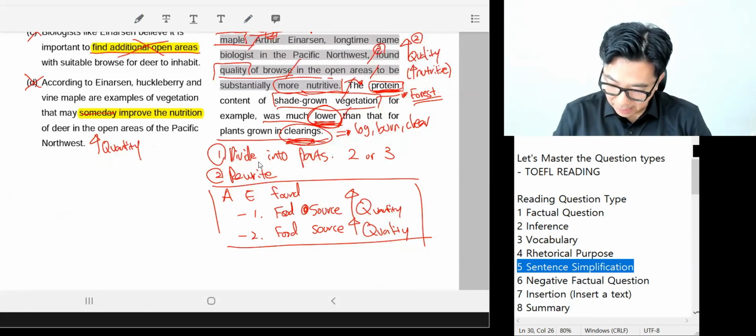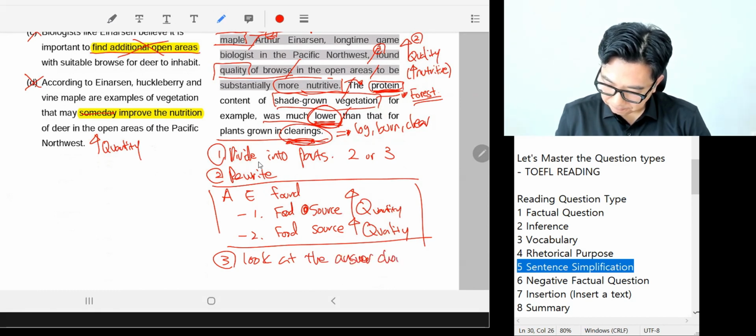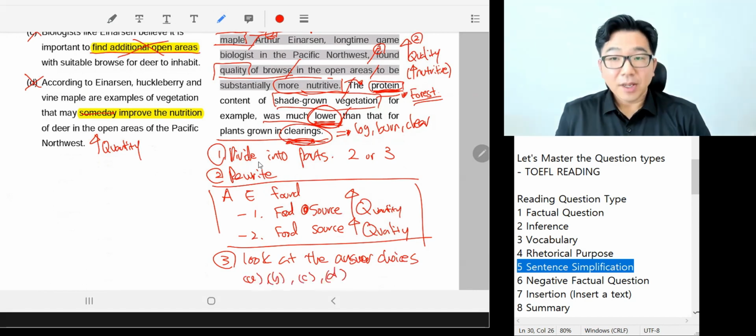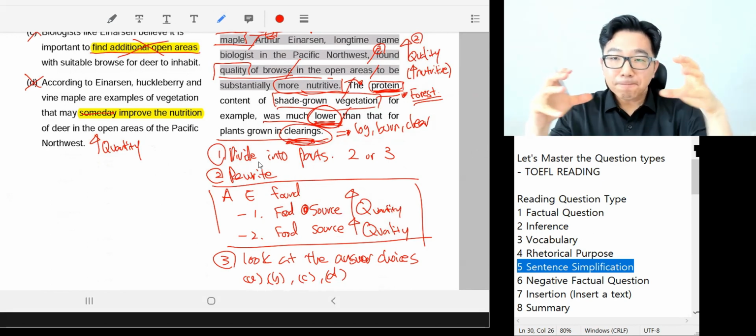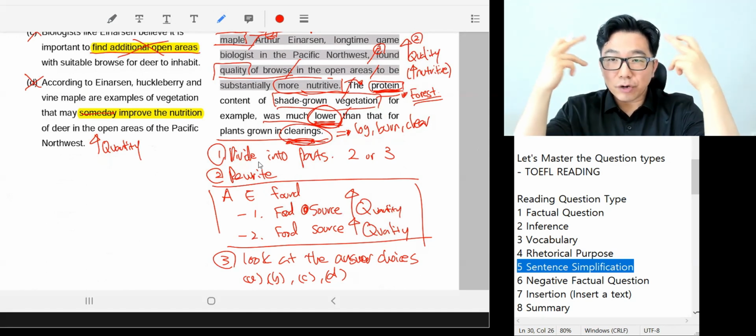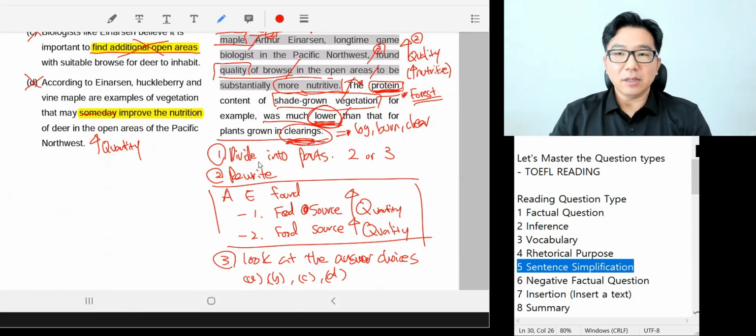And then you go to the questions, answer choices A, B, C, D, and choose the right answer. Easy as this: 1, 2, 3. Divide into number of parts, rewrite, emphasize and remind yourself only the important points, and then it will become easy. You just go to the answer choices and choose the right answer. That's how you do it. So another question type done and dusted. Question type 5, sentence simplification, is done.